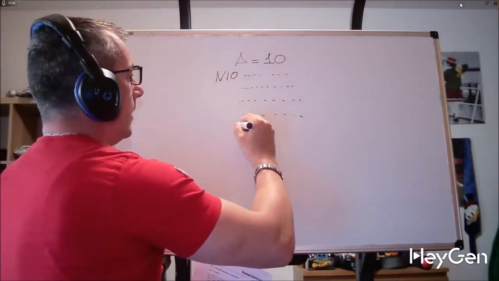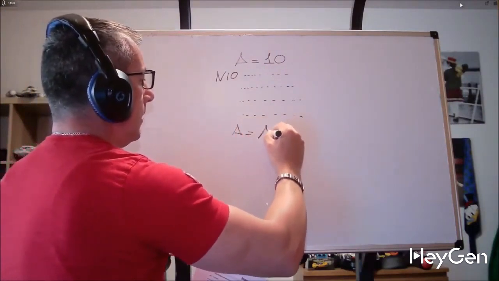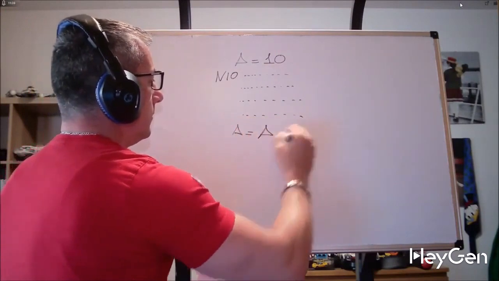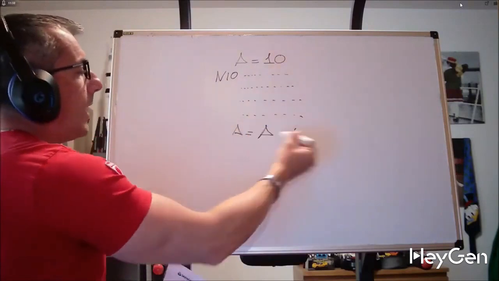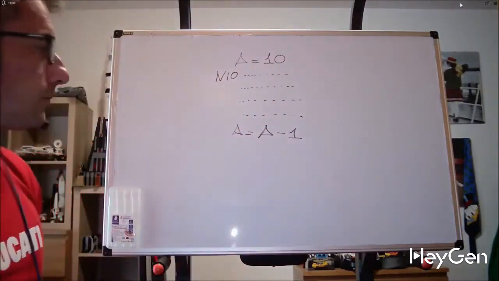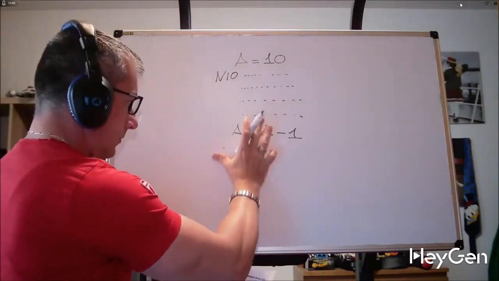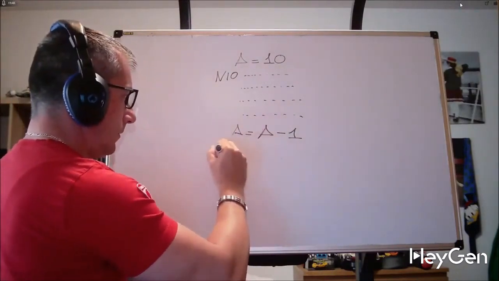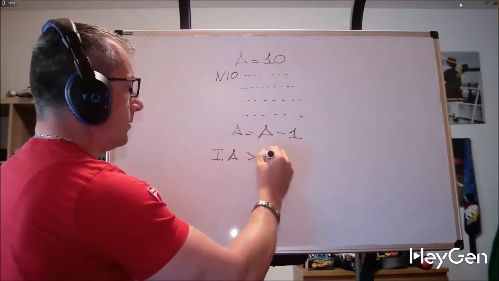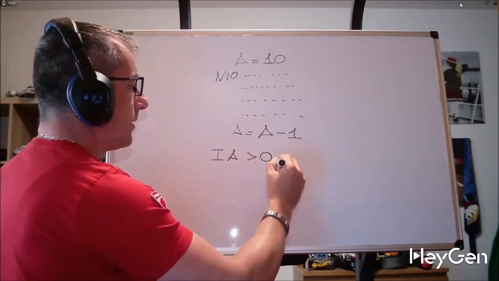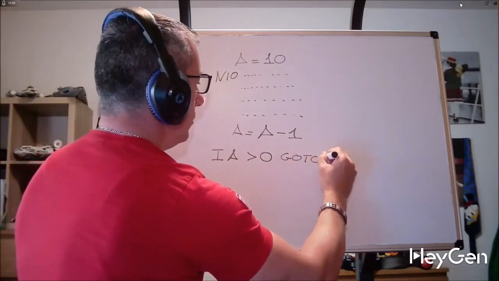Now here, I can write A equals A minus 1. So after doing the whole program, A becomes 9. If A is greater than 0, I go to 10. Greater than 0? Indeed. Go to 10. What's happening?